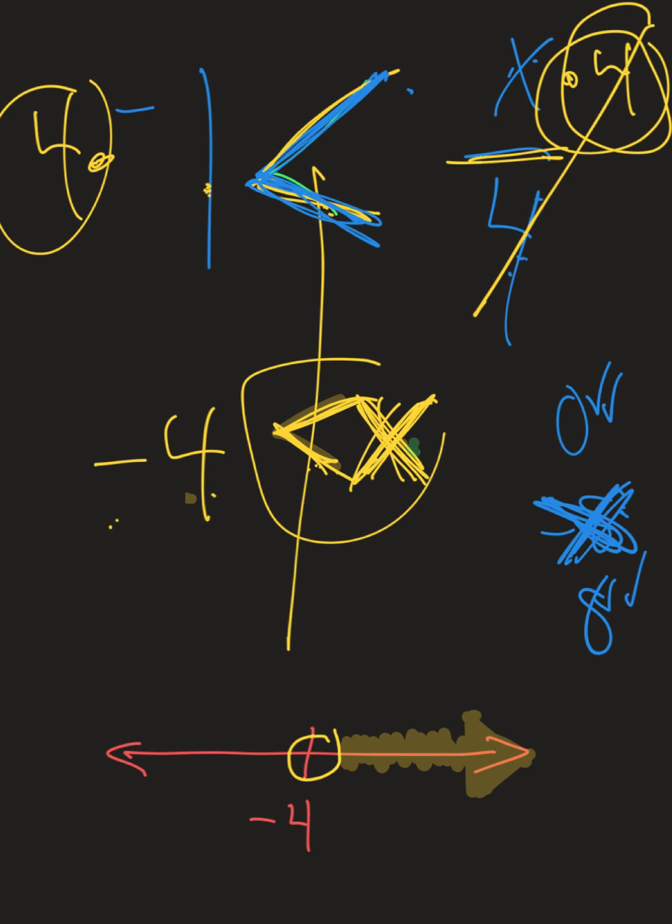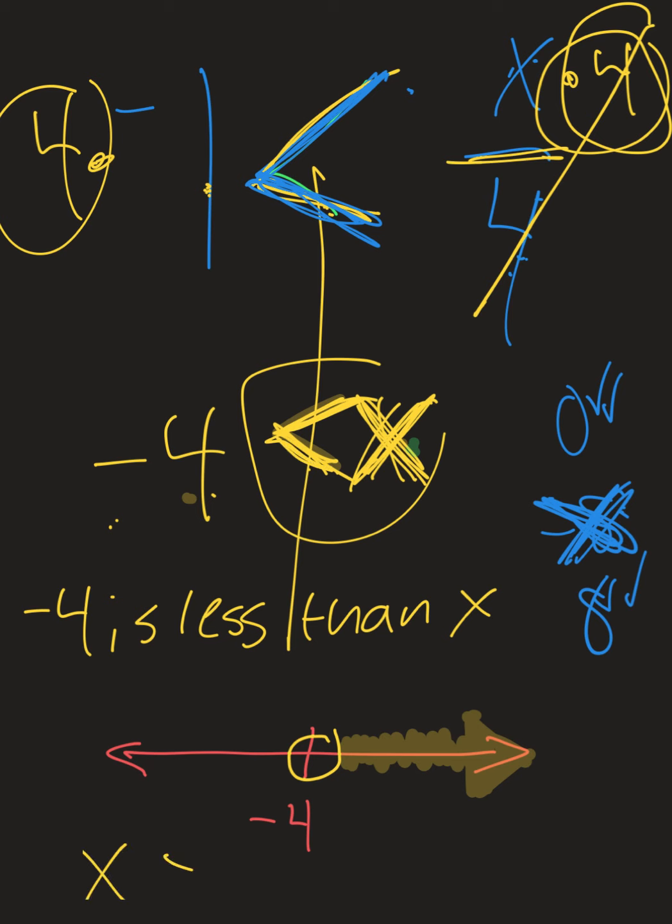If that is confusing to you when I write this out, right, -4 is less than x, you can change the order of this. You just got to remember that the open side goes with x. So I could say x is greater than -4. If that is a little less tricky for you, make sure that your variable is always on the left-hand side.